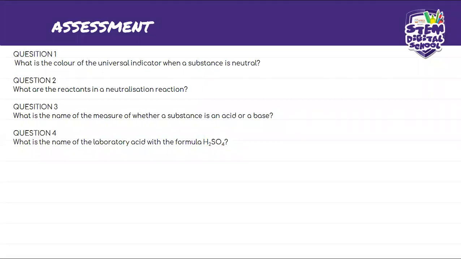What is the color of the universal indicator when a substance is neutral? What are the reactants in a neutralization reaction? What is the name of the measure of whether a substance is an acid or a base? What is the name of the laboratory acid with the formula H2SO4? All right, keep your answers coming.